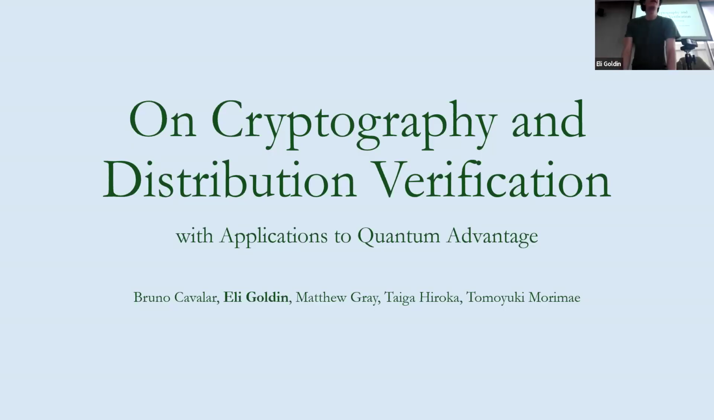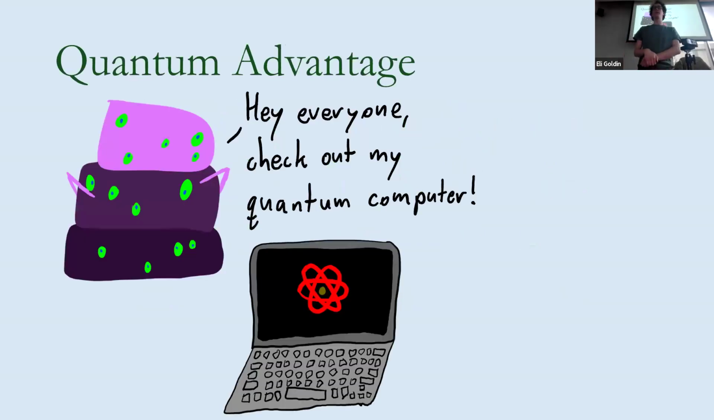So yeah, hello everybody. Today I'm going to be talking about crypto and verifying distributions. I'm going to start by going through one motivating example, which is verifying quantum advantage. But our results are going to go beyond just quantum advantage, to anything that verifying distributions could apply to. In the quantum advantage setting, Ives, let's say, has just gotten her new quantum computer. She wants to show it off to everybody. So she's like, "Hey, check out my new quantum computer. It can do all sorts of cool stuff."